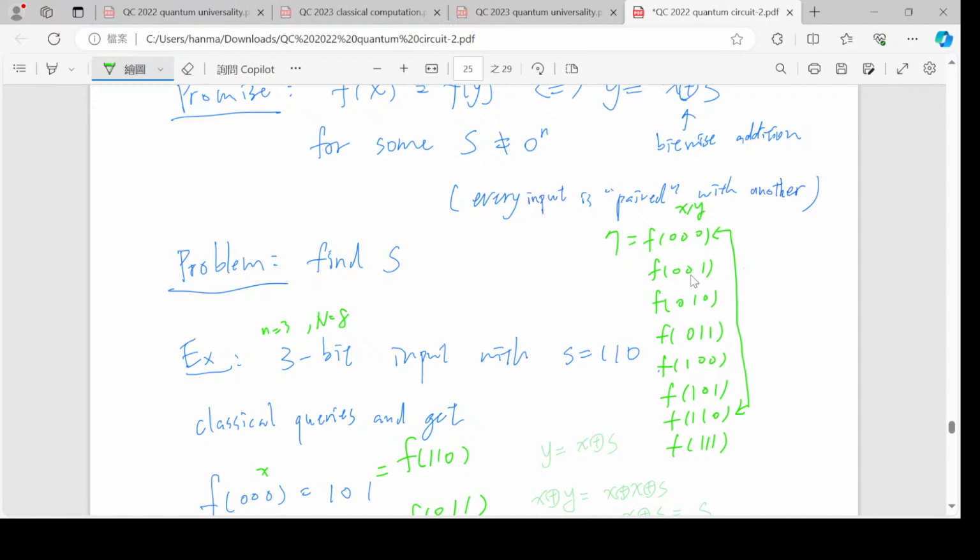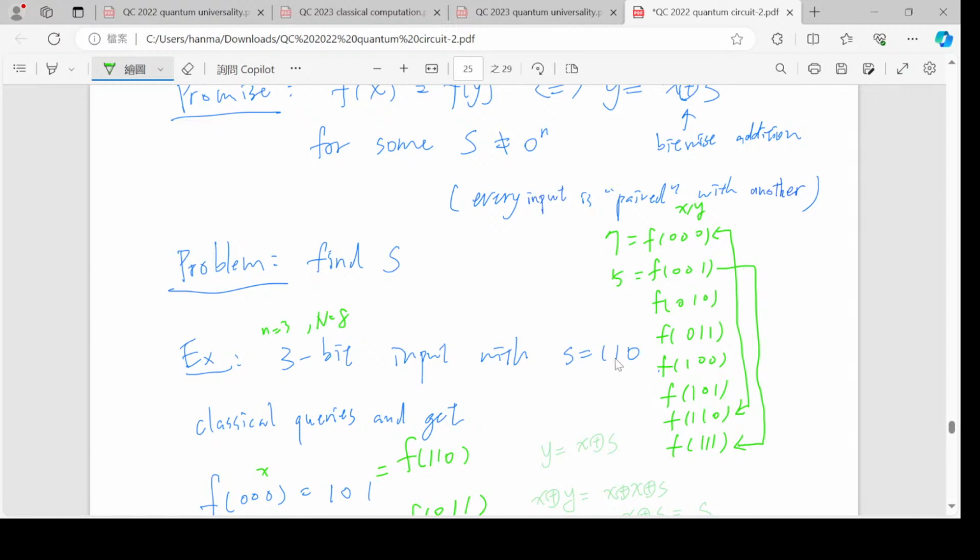So we have 0, 0, 1, and 0, 0, 1 plus 1, 1, 0 should be the same thing. So 0, 0, 1 should pair together with 1, 1, 1. Okay, and let's say this equals, whatever, 5.